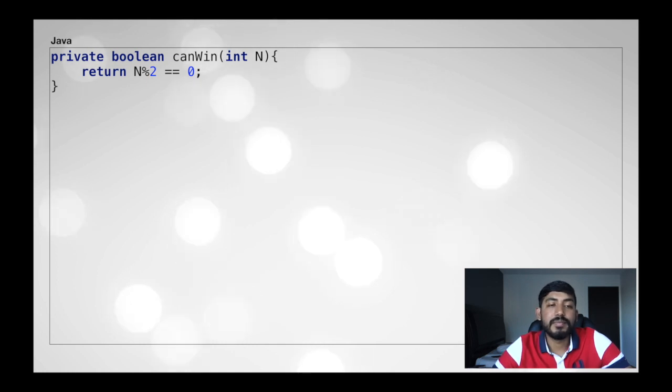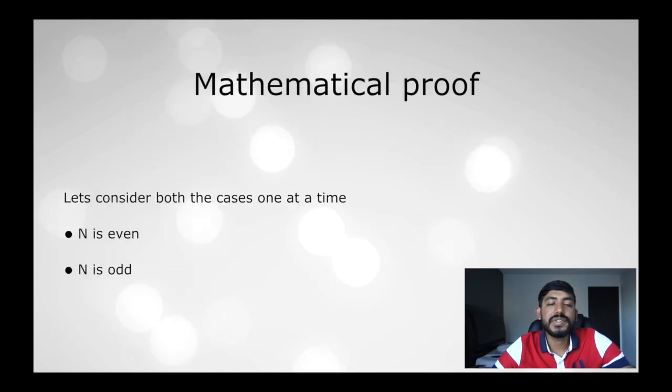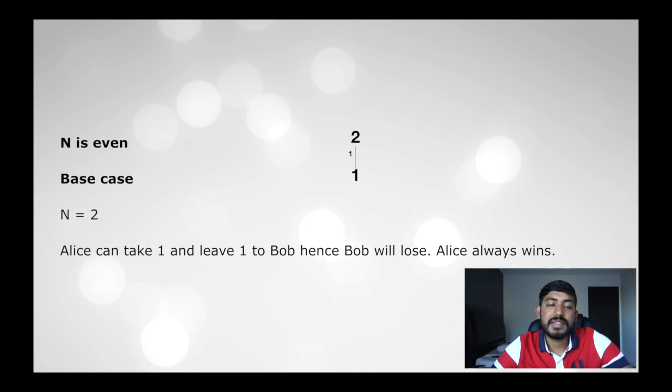I know this is a bummer, we didn't have to do all these things. Let's see why this works, right? So there is a mathematical proof involved in this, so let's go over that. We have to consider both the cases where n is even and when n is odd. Let's see why Alice always wins if n is even. When n is even, what is the base case? The base case is 2. Alice gets 2 and Alice takes 1 from it because that's the only factor, and leaves 1 to Bob. And Bob will get 1 and he cannot proceed further, so he will lose. So Alice always wins.